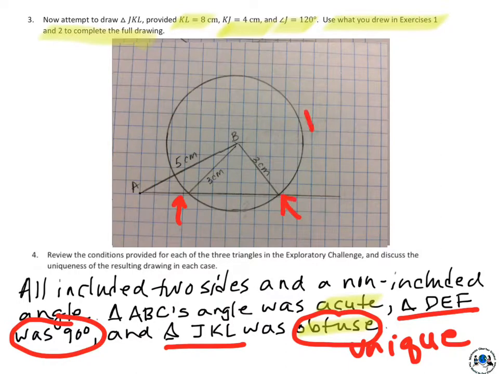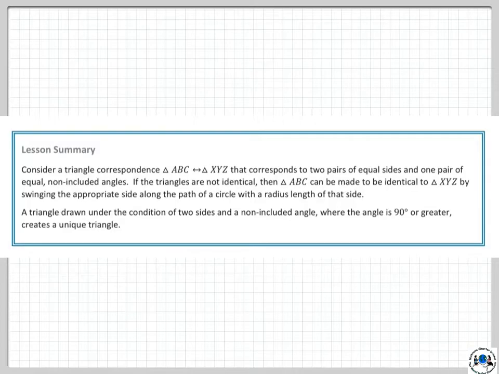And then in DEF we also intersected in one place only. But as we noticed in ABC, the first one, we had two intersections. The circle that we drew intersected in two different places, which meant that it was not unique. Those conditions did not yield a unique triangle.